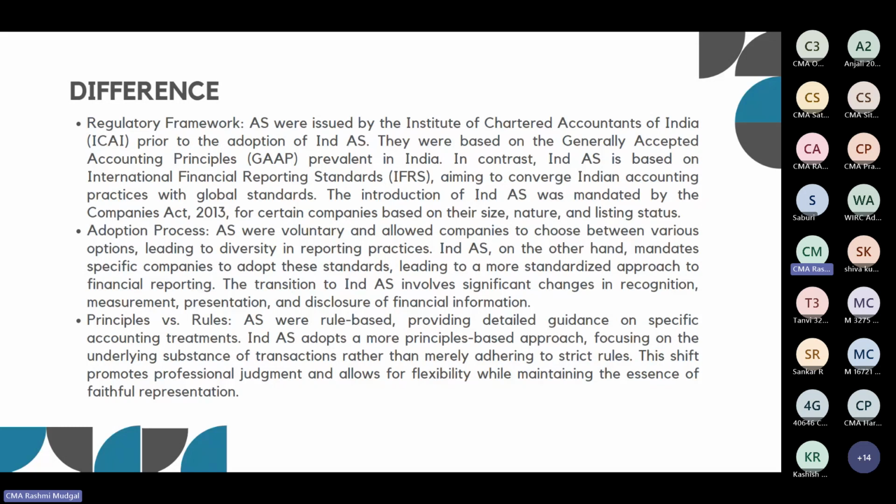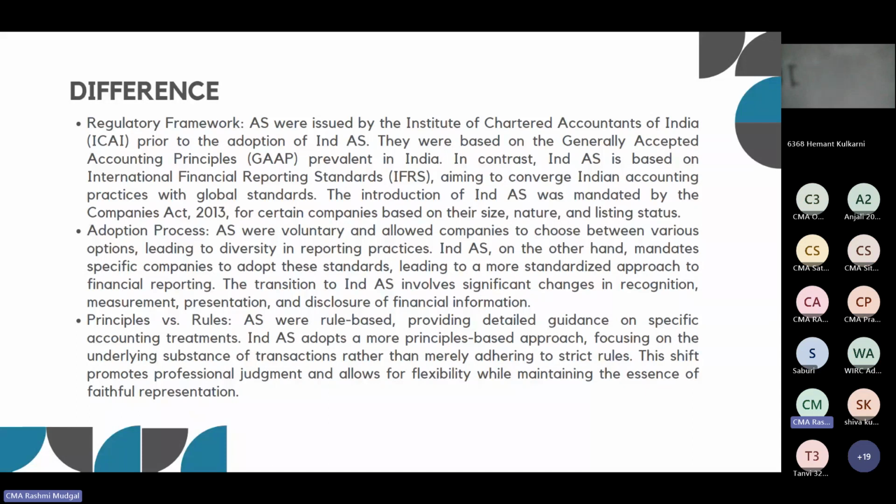Okay, so the adoption process is also there. AS were voluntary because it was not mandatory for the company, and it allowed companies to choose between various options, leading to diversity in reporting practices. But in the case of Ind AS, it is mandatory for specific companies to adopt these standards, leading to a more standardized approach for financial reporting. The transition to Ind AS involved significant change in recognition, measurement, presentation, and disclosure of the financial information.